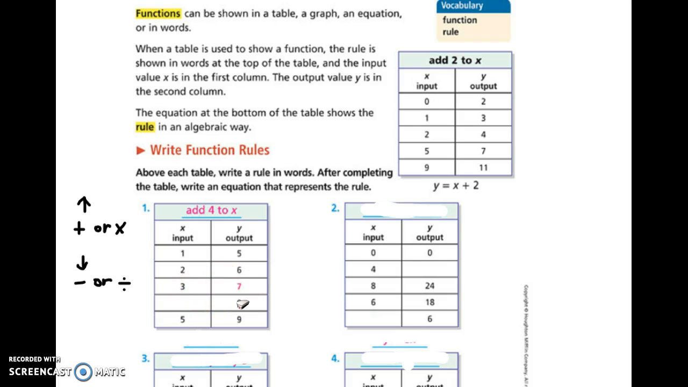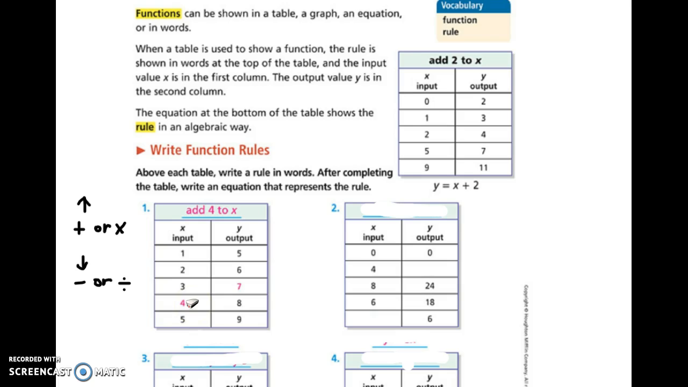All right. How about this one? I'm going the opposite way. So what number would this be that I'd have to add 4 to get 8? You said 4, you're right on. Another way to think about it is I have to go the opposite way. So instead of adding 4, I could subtract 4 because I'm going from the Y to the X.